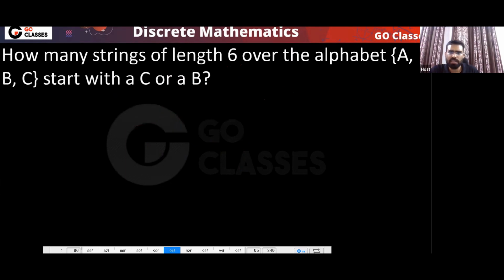Let's solve this question. Quickly tell me the answer. How many strings of length 6 over the alphabet ABC start with C or a B? They should start with C or a B.